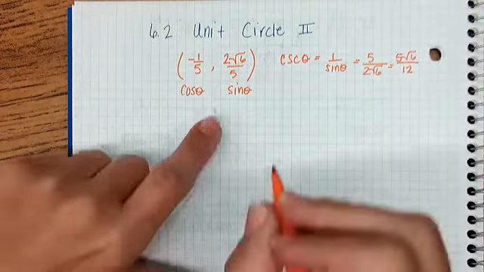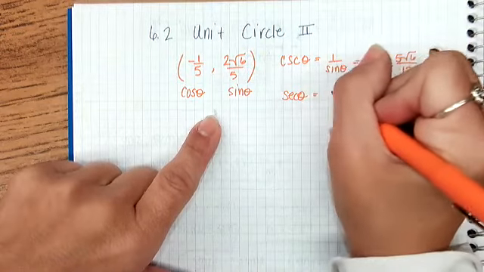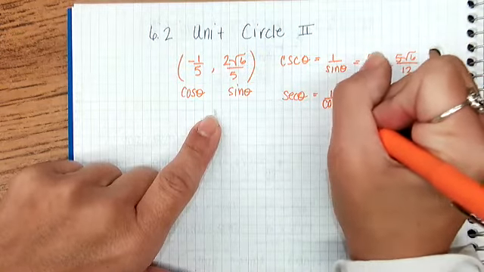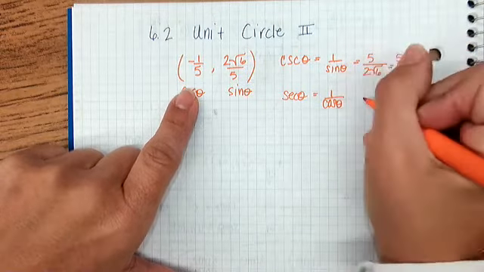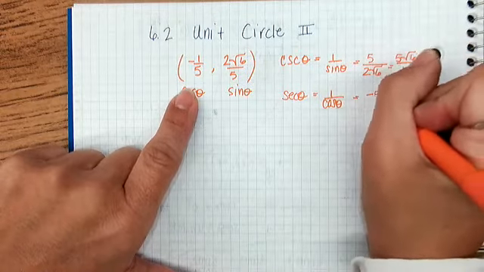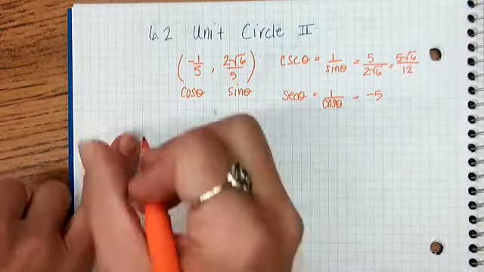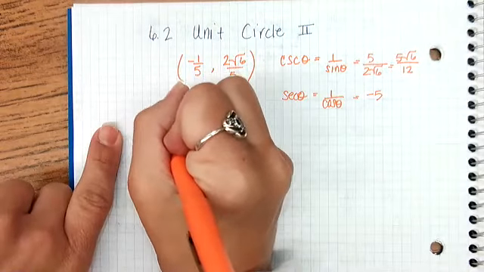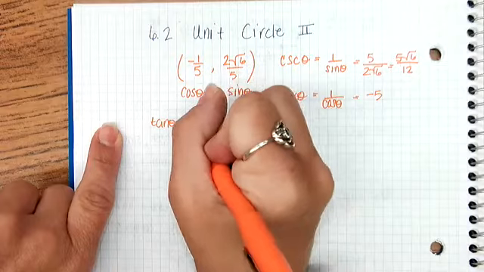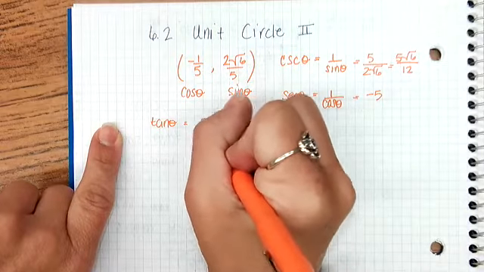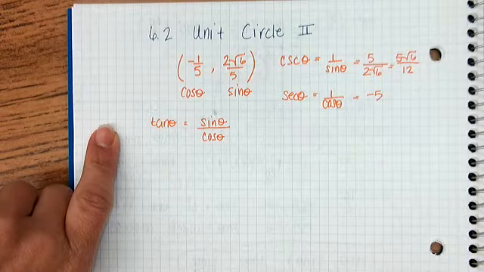And when you rationalize that, you get 5√6/12. And then the secant is the reciprocal of the cosine, which is much nicer to do. The reciprocal of -1/5 is -5. And then you need to remember that tangent is sine over cosine. This looks nasty, but it really isn't.